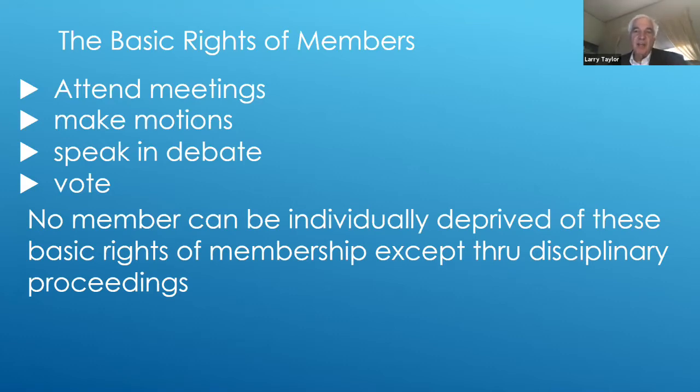And no member can be individually deprived of these basic rights of membership except through disciplinary proceedings. So someone cannot pick on you just because you ask a lot of questions, or for whatever reason the leadership is not comfortable with you speaking. Those rights cannot be taken away except through disciplinary proceedings, and you have to do something like violate the rules in order to have your rights curtailed.